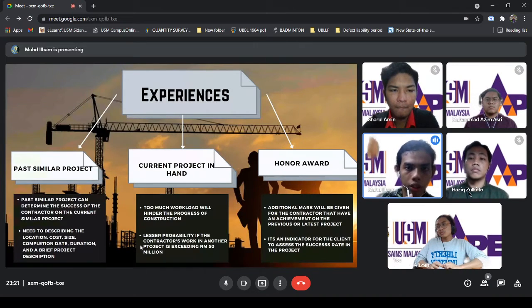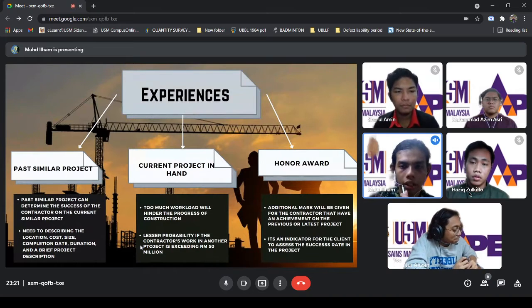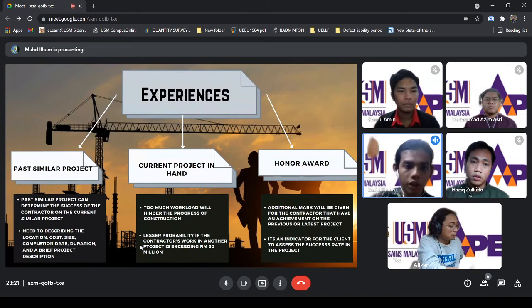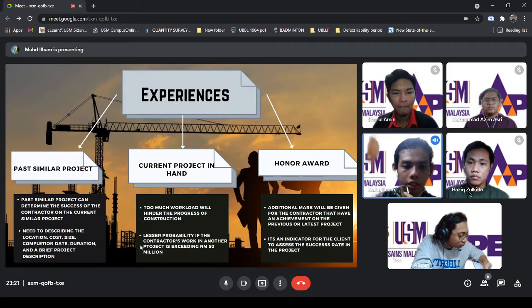Okay, moving on to the experience. In this part, we also evaluate three things: past similar projects, current projects in hand, and honor awards. For past similar projects, they can determine the success of the contractor on the current similar project. In this part, we will evaluate the contractor based on how they describe the past similar projects in terms of the location, cost, size, completion date, duration, and also a brief project description.